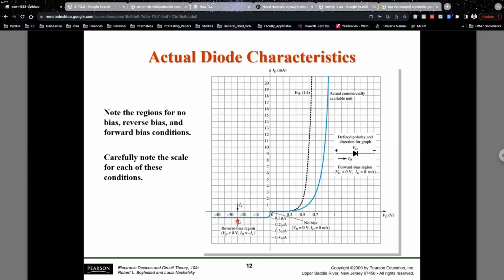So in the reverse bias condition, the current will not actually be equal to zero. It will be a very small amount, possibly nanoamperes or even picoamperes, and that amount of current will flow through the device because of the leakage.